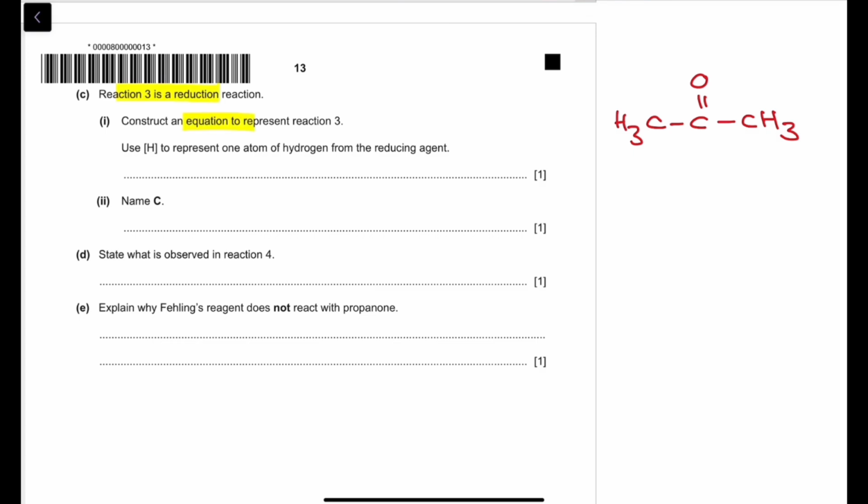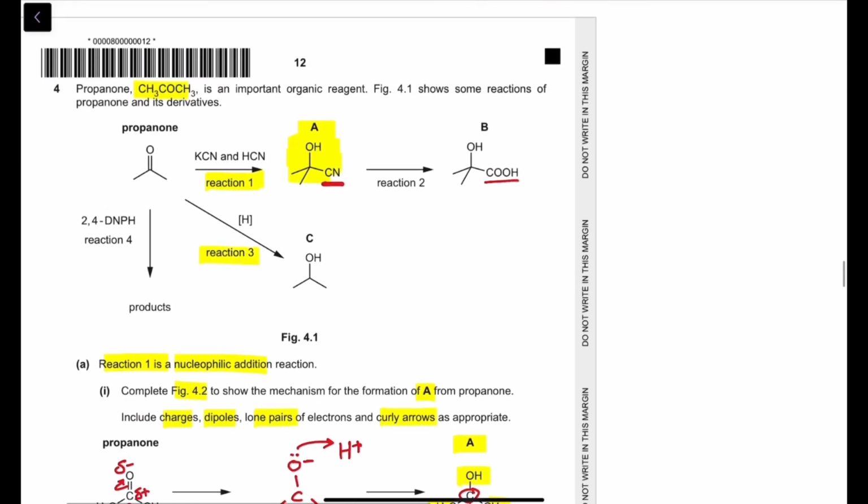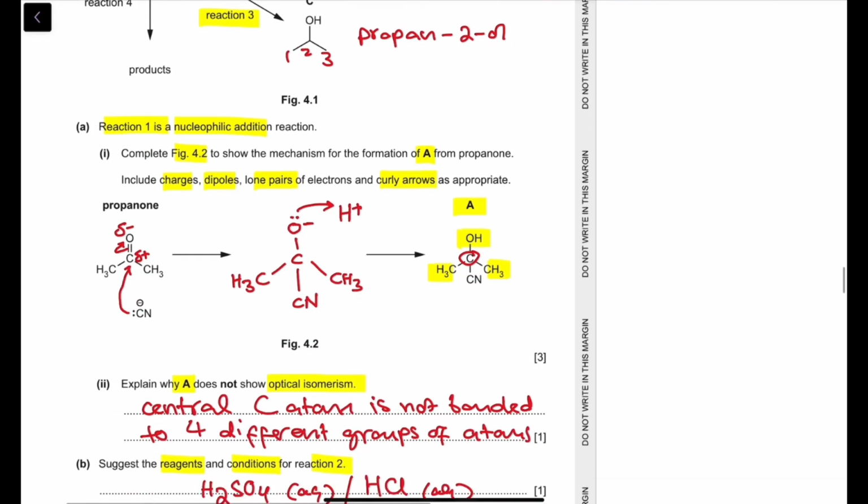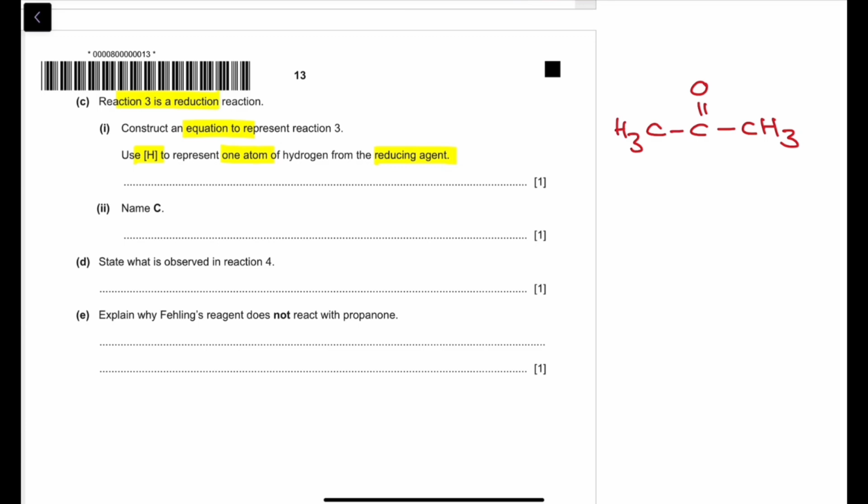Construct an equation to represent reaction 3. Use this to represent 1 atom of hydrogen from the reducing agent. So if we go back to reaction 3 right here, we're going from a propanone to a propan-2-ol. So this is most definitely a reduction reaction. Now we need to determine how many hydrogen atoms we need. So we will start off with our CH3, then we'll have a set number of hydrogen atoms, and we will produce CH3, CH, OH, CH3, and that's just the structural formula for propan-2-ol.